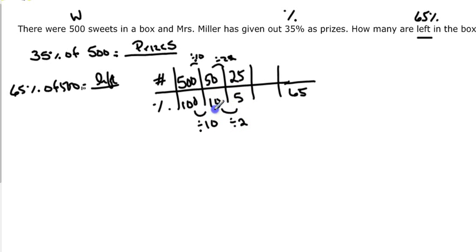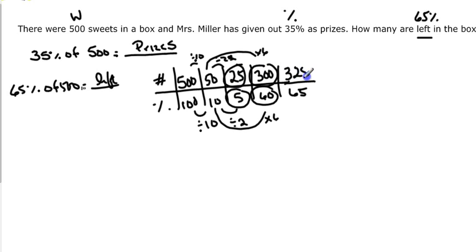From here, I'm going to go back to the 10, and I'm going to multiply by 6 to get to 60. And I'm going to multiply 50 times 6 to get to 300. I need 65, so I'm going to add together 60 plus 5 to get to 65. So I'm going to add together 300 plus 25 to get to 325. So that's how many candies are left in the box. 325 candies left.